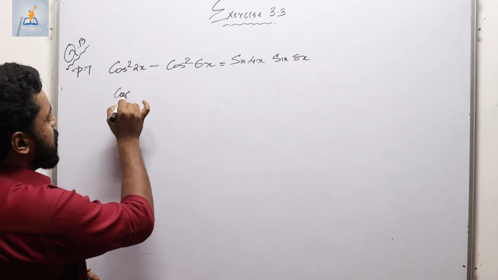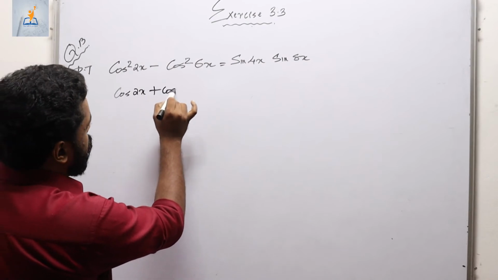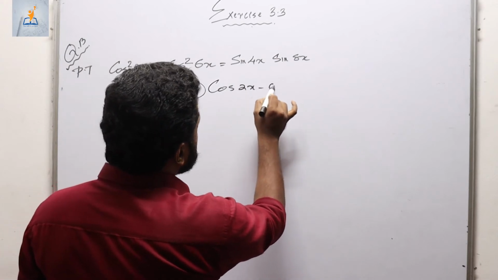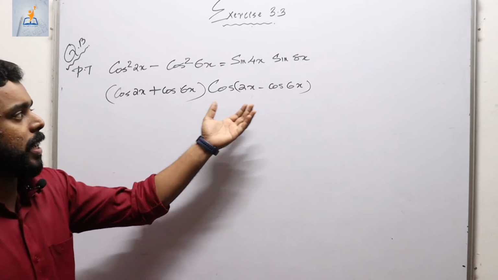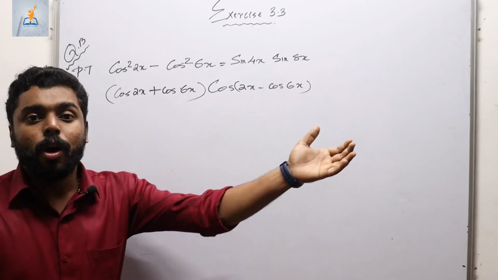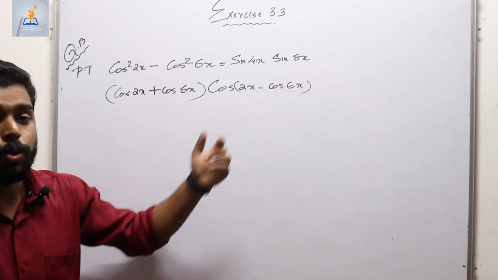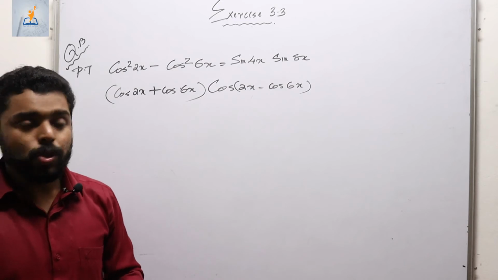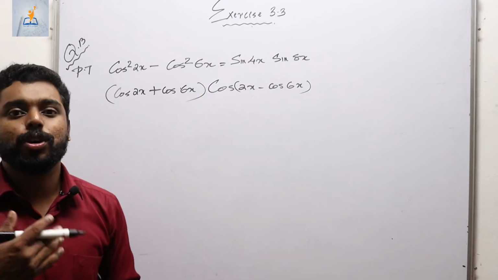Here also we can split the left hand side as cos 2x plus cos 6x into cos 2x minus cos 6x. Very simple, and I think you can do the rest by the similar method of the previous problem. We should apply the identities which suit these two terms, and we can just simplify it to get this right hand side. So this is a free check for your previous knowledge. You can try it out, and we shall move on to the next one.